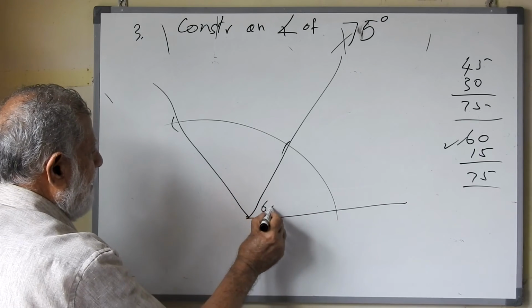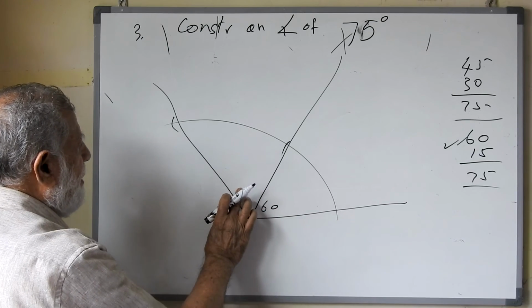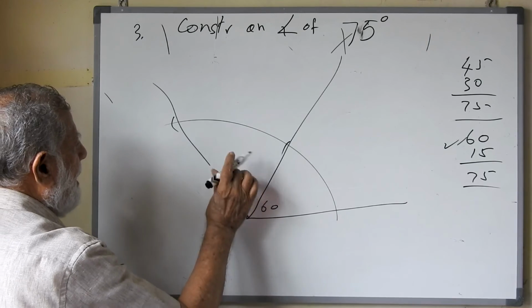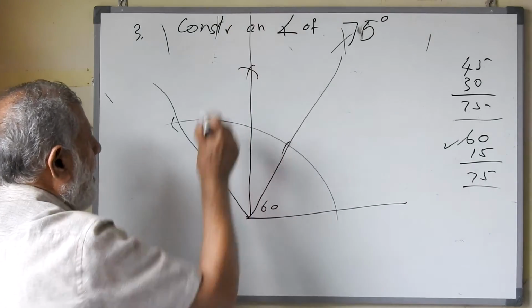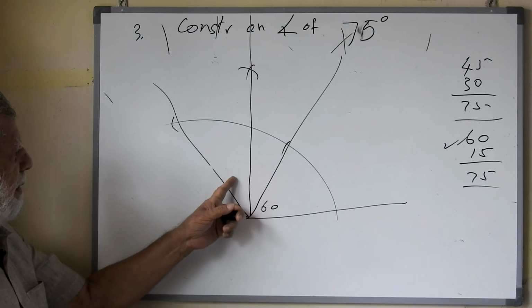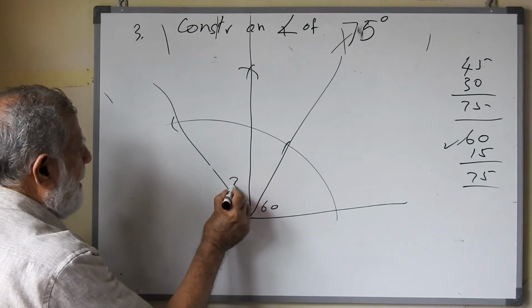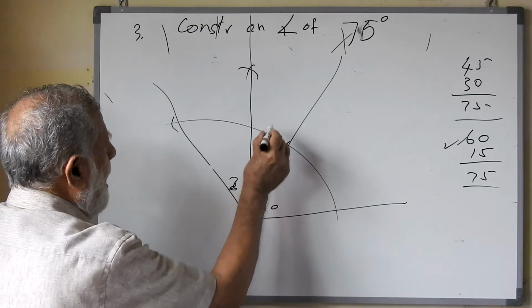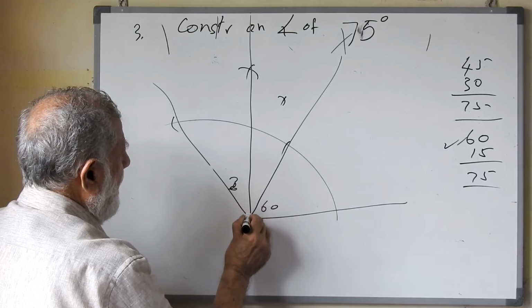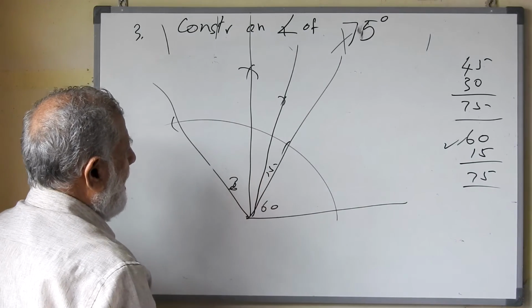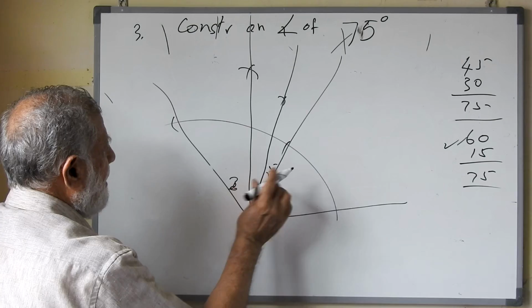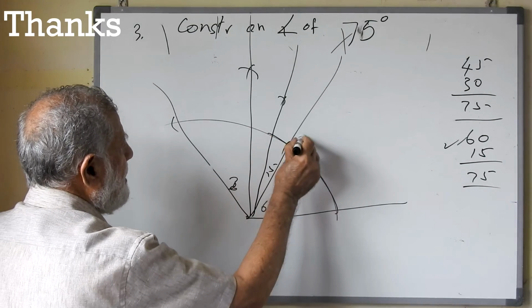This 60 we need. And this 60, we bisect this 60, like that. We have bisected, then this will be 30, this will be 30. And if you bisect this again, from here and here, you'll get 15 degrees here. So 60 and 15, 75. So this angle is equal to 75 degrees.